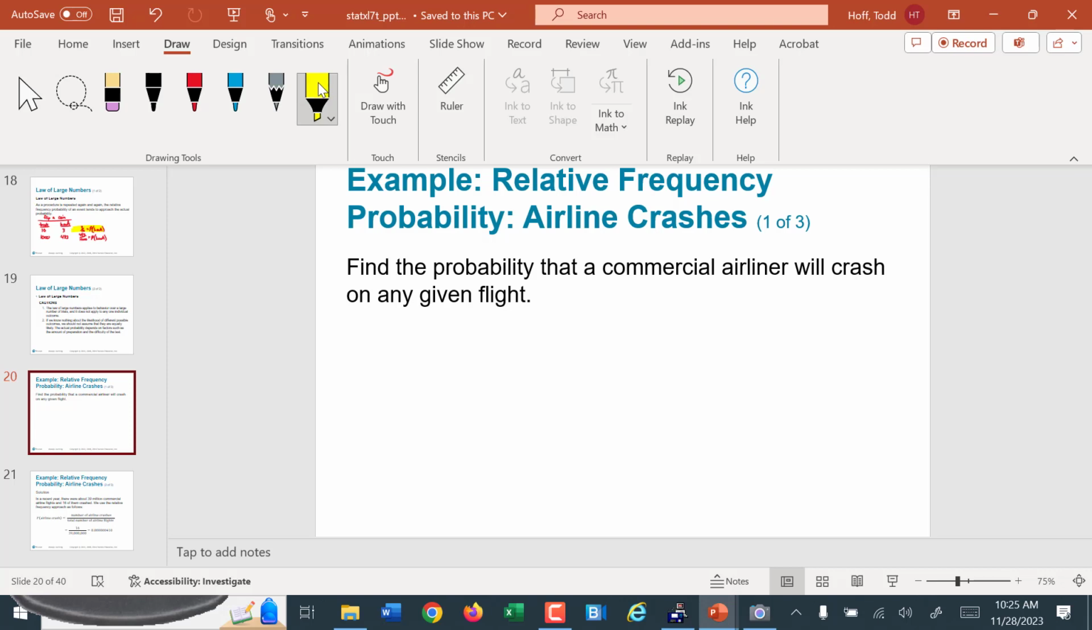So, examples where we would want to use each type of probability. If we want to know the probability that a commercial airliner will crash, we cannot use classical or theoretical probability here because the outcomes are not equally likely. Crashing or not crashing are definitely not equally likely. If they were, we'd never get on an airplane again. So it makes more sense to use a relative frequency approach here.